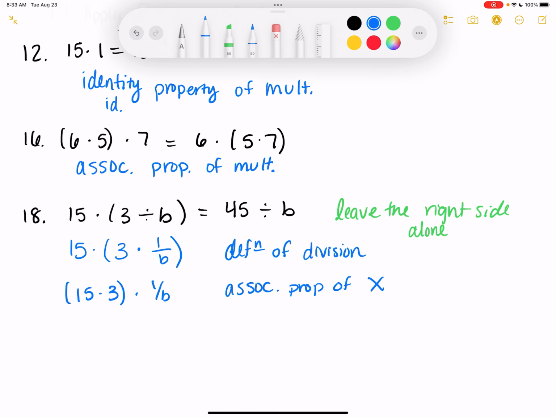So then 15 times 3 is 45 times 1 over b. And the justification is just that that's multiplication. So then lastly, I can do 45 divided by b by the definition of division. Okay, so I couldn't have just moved the parentheses in the first step over because I don't have anything that deals with division. So I had to change it into something that I am allowed to work with before I was allowed to do that.